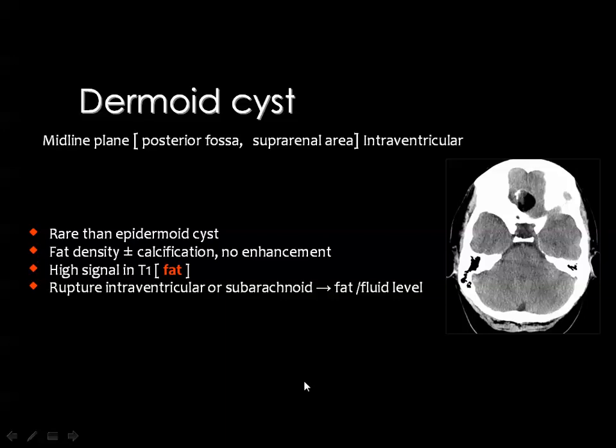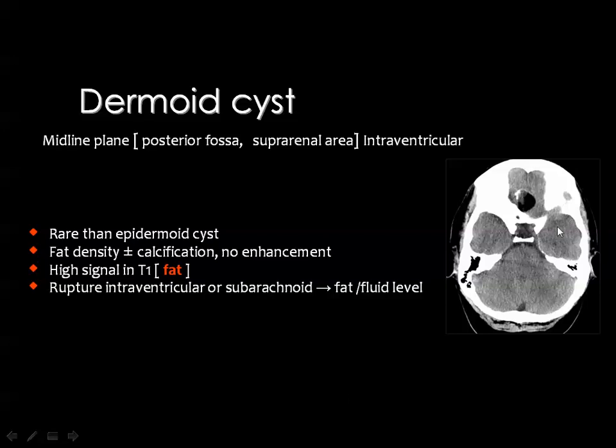The dermoid cyst's typical location is in the midline, either in the posterior fossa or supratentorial area. Also it can occur intraventricularly. This is a relatively rare cyst compared to the epidermoid. For the diagnosis of dermoid cyst, we should have fat density and calcification. Fat is essential for the diagnosis of dermoid cyst.